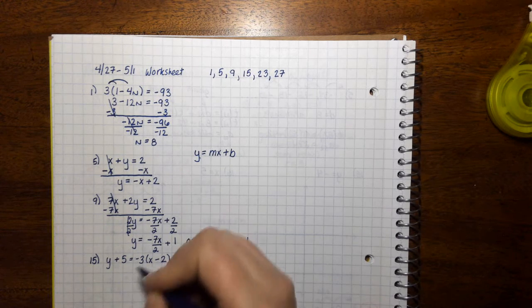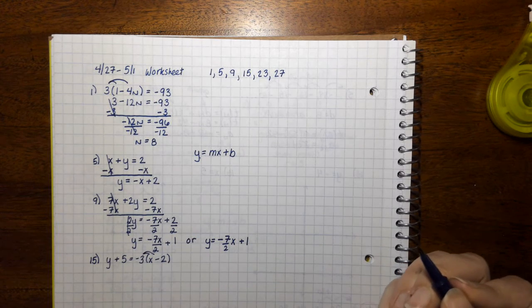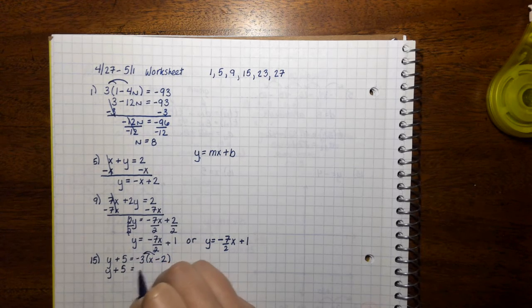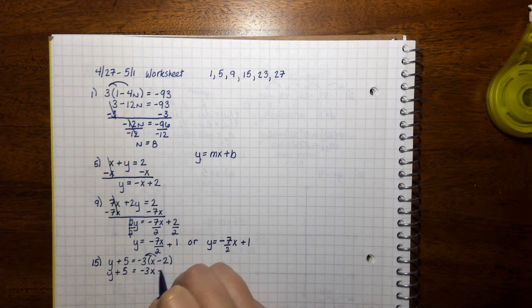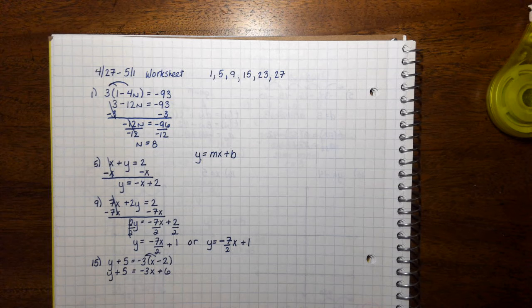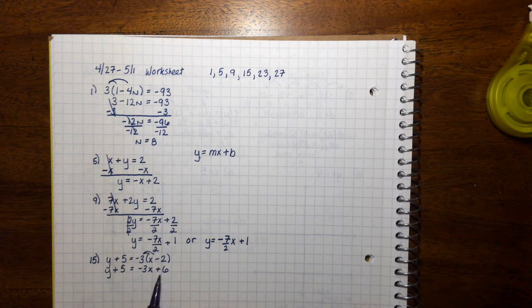Notice this has distributive properties. So just like number 1, the first thing I want to do is distribute. So I have y plus 5 equals -3x plus 6. Remember, you have -3 and -2 here, so that's negative is a positive. Okay, I'm really close on this one. It almost looks like y equals mx plus b already.